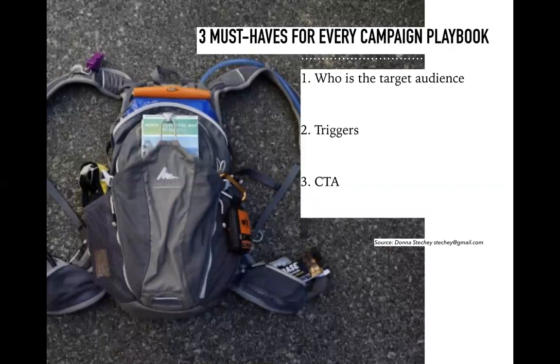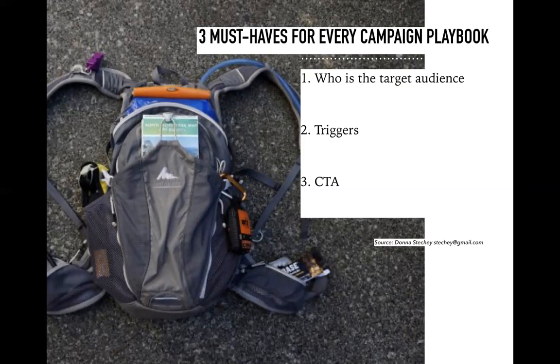So the 3 must-haves for every campaign playbook are: who is the target audience? Who is it that you need your seller to have that conversation with, and how can they use that campaign to develop those conversations? What are the triggers? What are the triggers happening right now in the market? What are those business needs that audience is struggling with, or instances, events that can happen that could help that seller get that door open and welcome that conversation to take place?